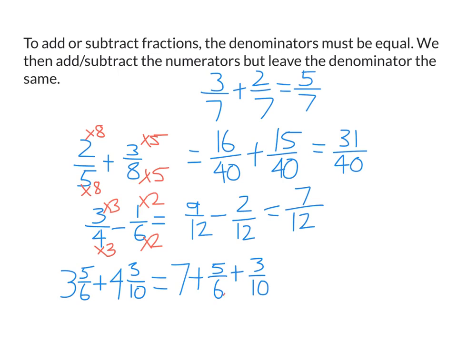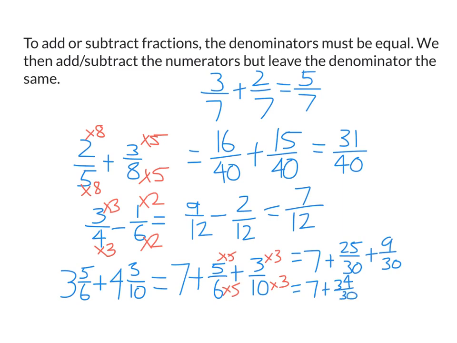So the lowest common denominator is 30. I'm going to times top and bottom by 5, top and bottom by 3, so the denominators are 30. So I leave the 7 alone. 5/6 is 25/30. 3/10 is 9/30. So what I get now is 7 and 34/30. So this is what we call an improper fraction.